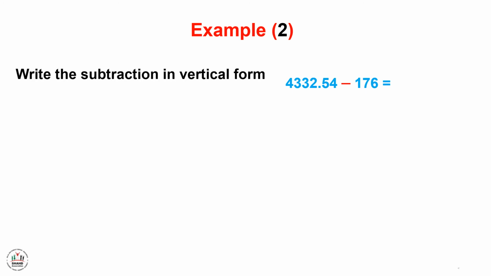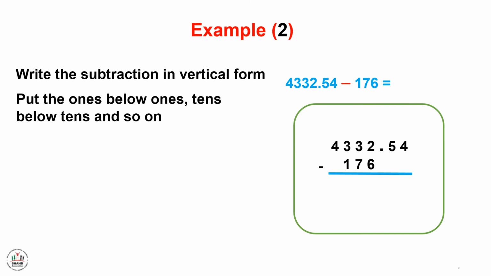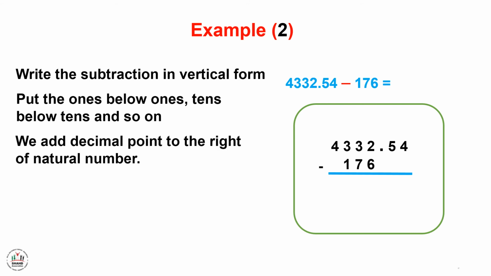Second example, 4,332 and 54 hundredth minus 176. First step, write the subtraction in vertical form like this. Put the ones below ones, tens below tens, 100 below 100, and so on. So we put 6 below 2, 7 below 3, 1 below 3. Then we add a decimal point to the right of the natural number.